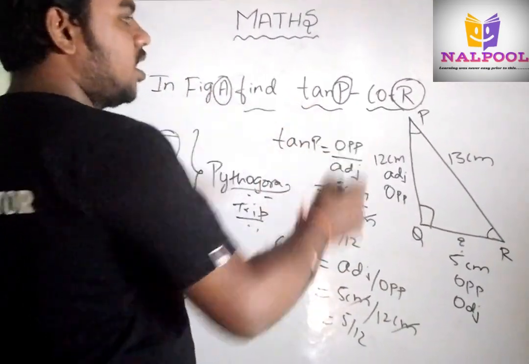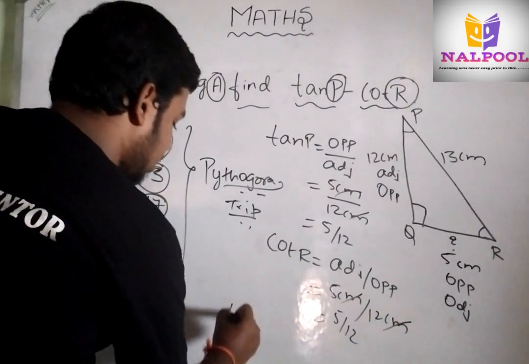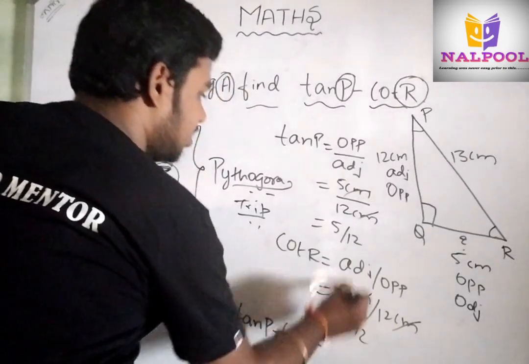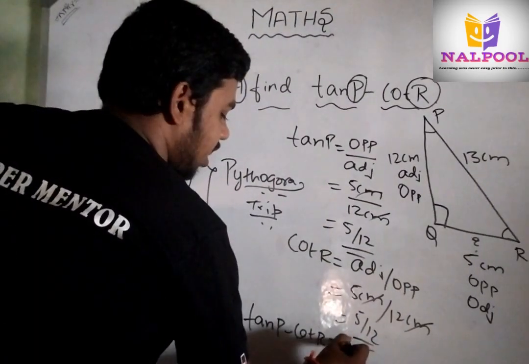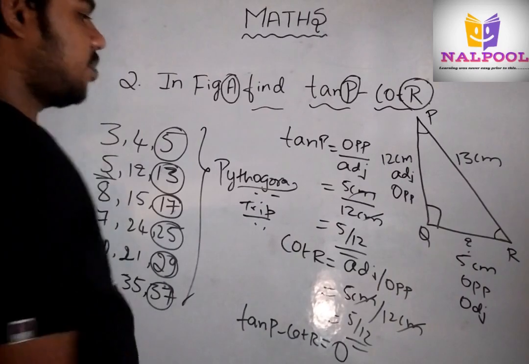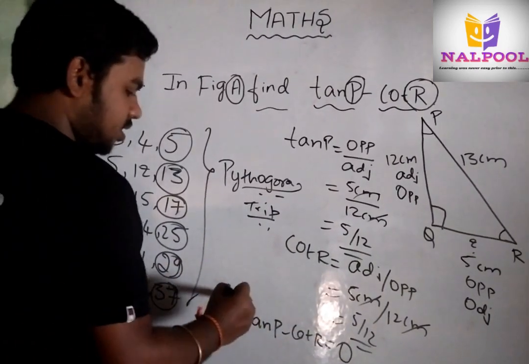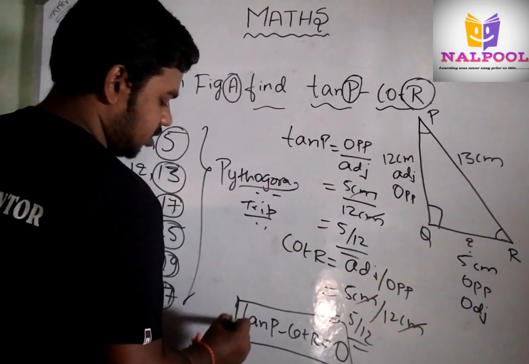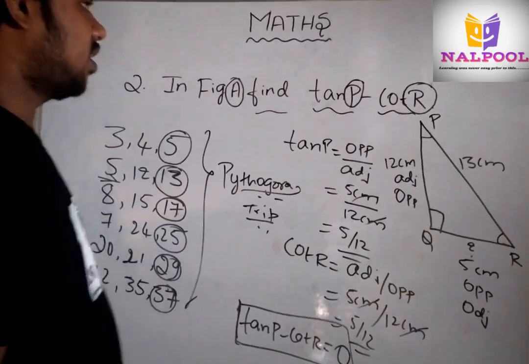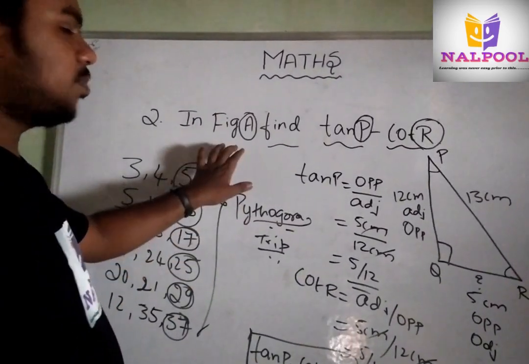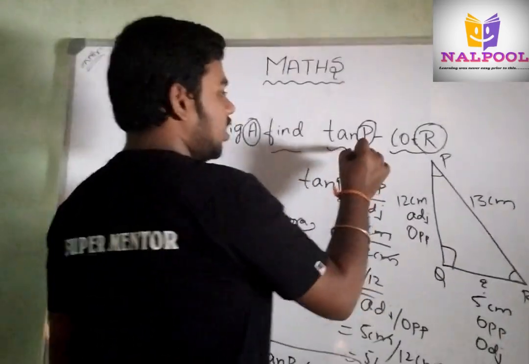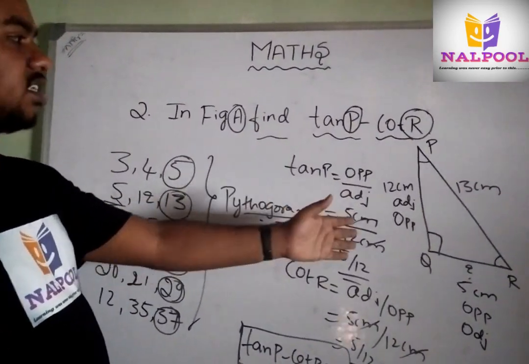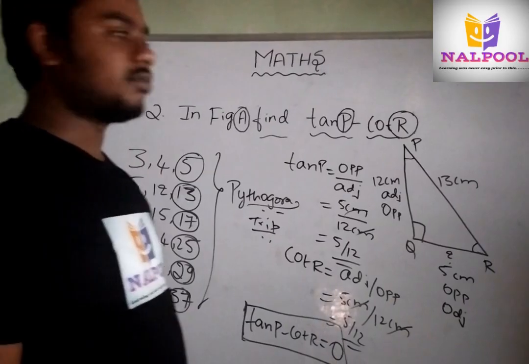We have to find out tan P minus cot R. How much is tan P minus cot R? Since both values are the same, the answer will be 0. 5 by 12 minus 5 by 12 is 0. This is the solution for this problem. In this problem, you have to look for which one? Where theta is defined. It is important in this problem. In the rest, everything is the same. Okay. Thank you.